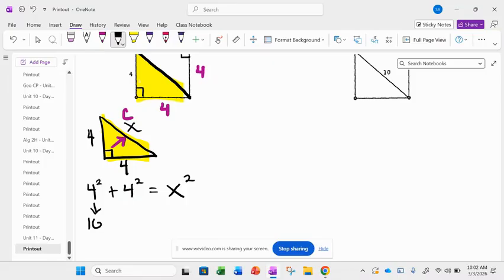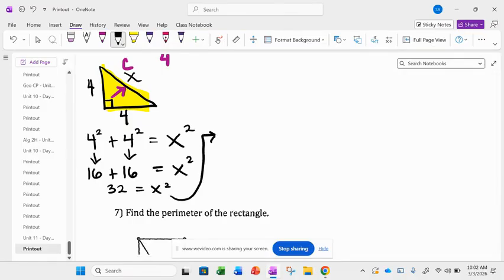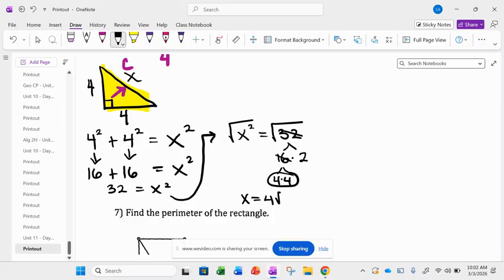Well, 4 squared is 16. Another 4 squared is 16 equals x squared. So now we add 16 plus 16 is 32 equals x squared. I'm going to bring this up here. Switch the sides. X squared equals 32. I'm going to square root both sides now. For 32, I'm going to go 16 and 2. And then 16, I'm going 4 and 4. There's a pair. So x will equal 4 root 2.